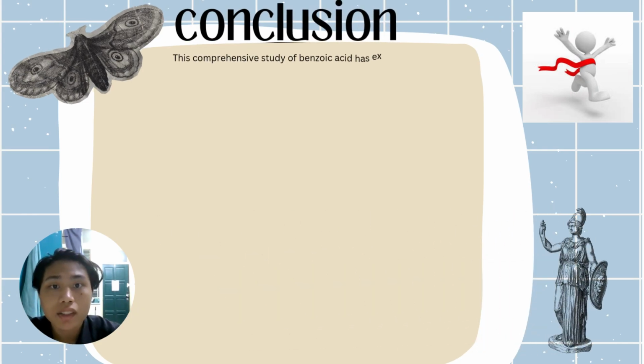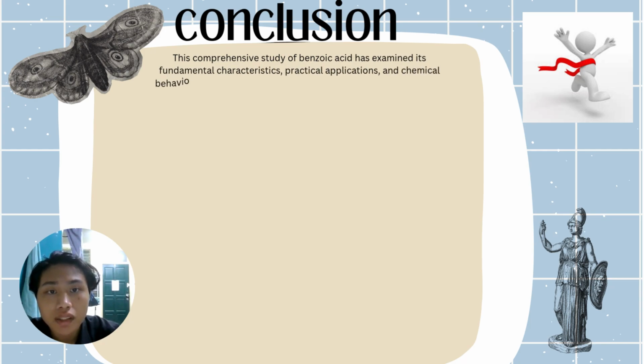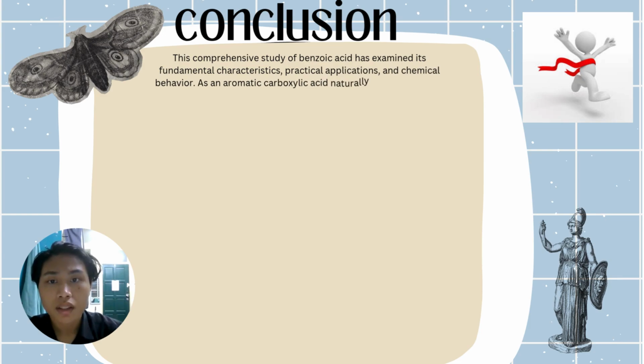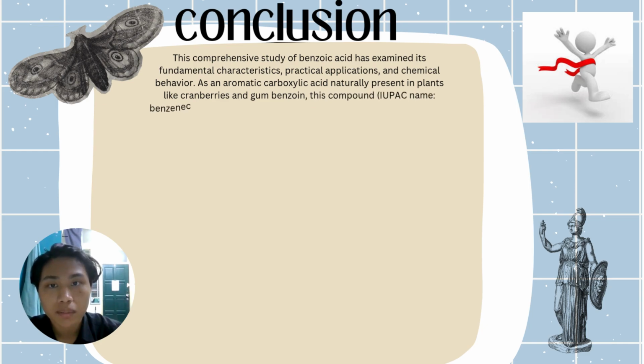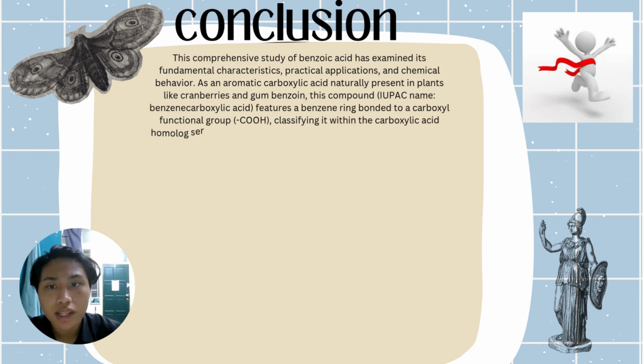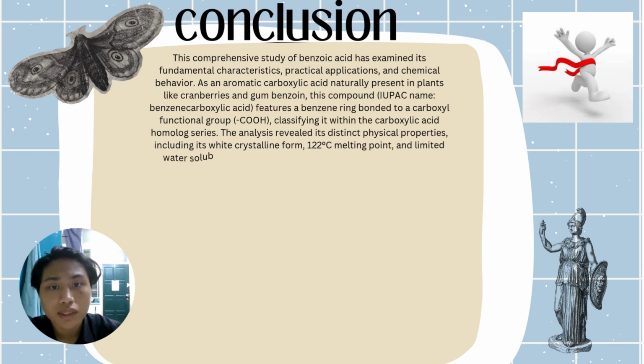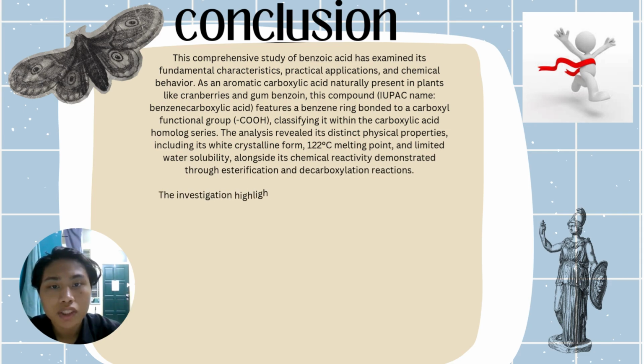Conclusion. This comprehensive study of benzoic acid has examined its fundamental characteristics, practical applications, and chemical behavior. As an aromatic carboxylic acid naturally present in plants like cranberries and benzoin, this compound features a benzene ring bonded to a carboxylic functional group, classifying it within the carboxylic acid homologous series. The analysis revealed its distinct physical properties, including its white crystalline form, 122 Celsius melting point, and limited water solubility, alongside its chemical reactivity demonstrated through esterification and decarboxylation reactions.